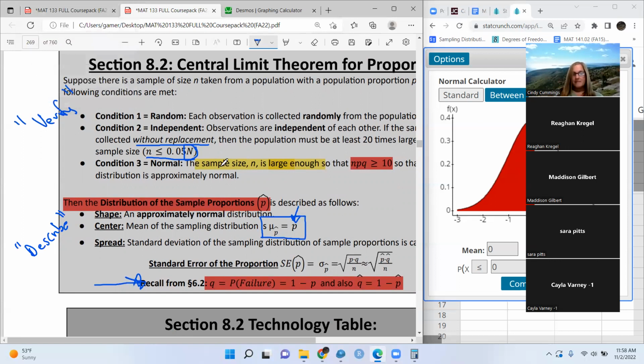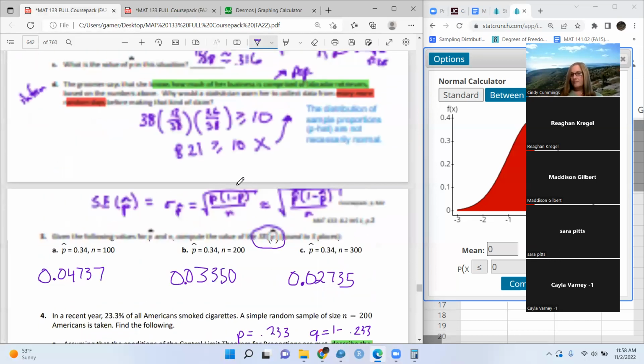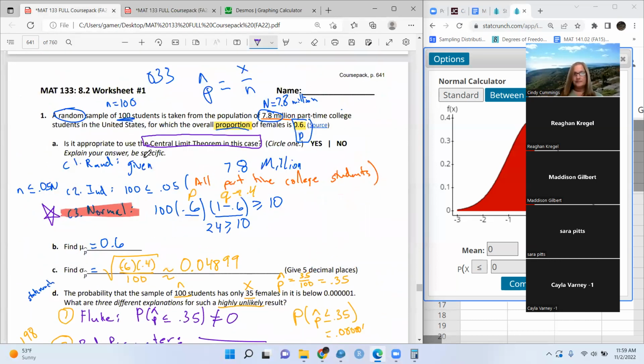And then there's the one other type of question where we're like, hey, can you use the central limit theorem? Or like, is it appropriate to use the central limit theorem, which is what was said here? Is it appropriate? And usually when we say this, it's not appropriate. Like one of the conditions is not met.